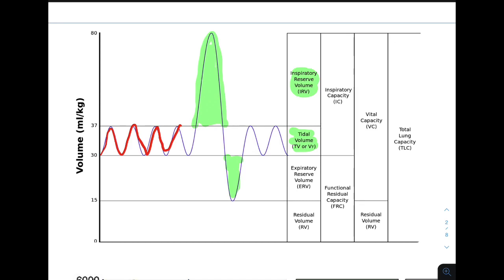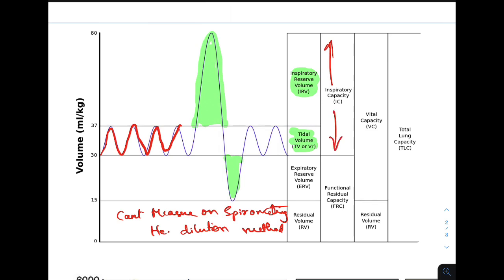And coming to the residual volume, which you cannot measure on spirometry. So this is measured by the helium dilution method. Very good. Next, the inspiratory capacity, normal expiration to maximal inspiration, that is what the graph is showing. That is the capacity of you breathing air inside. Okay, and this is functional residual capacity.